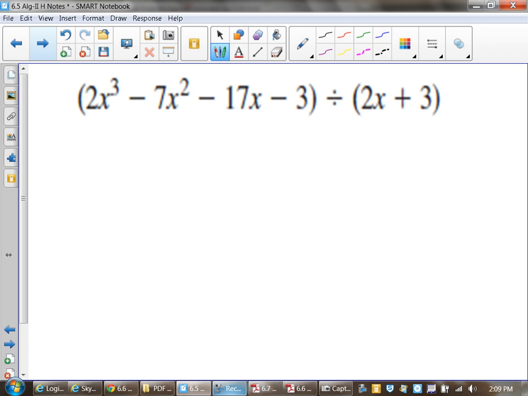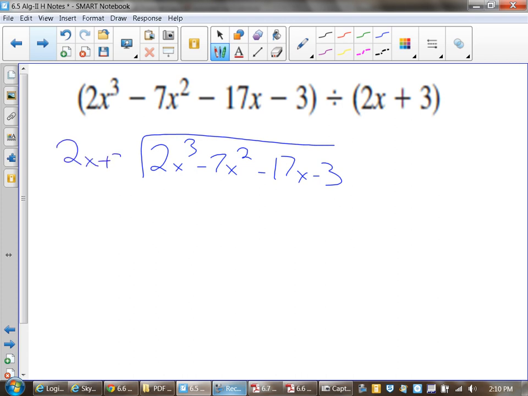Remember when we did synthetic division a week ago? We always used the coefficients. We put them in descending order. We always had zeros for placeholders. Well, we keep all of our variables with our coefficients in this case, and we still put zeros in for placeholders if we need them. So I would start out with this. This would be 2x cubed minus 7x squared minus 17x minus 3 divided by 2x plus 3.